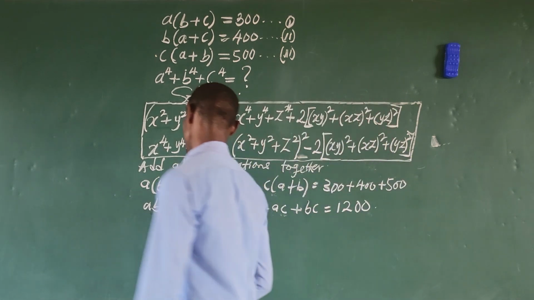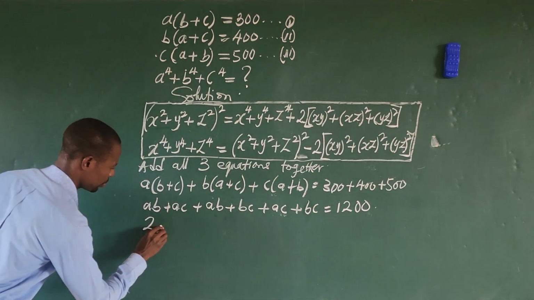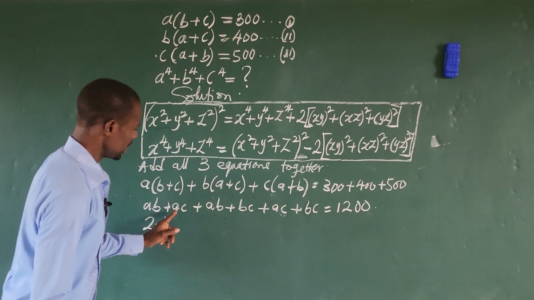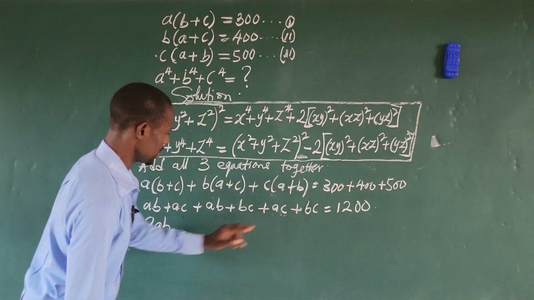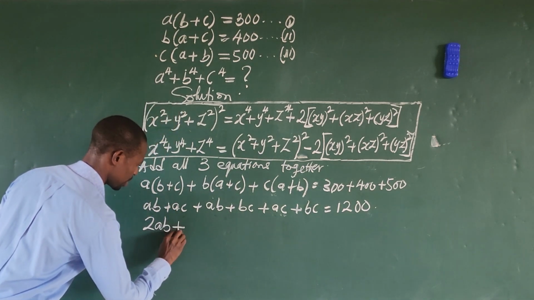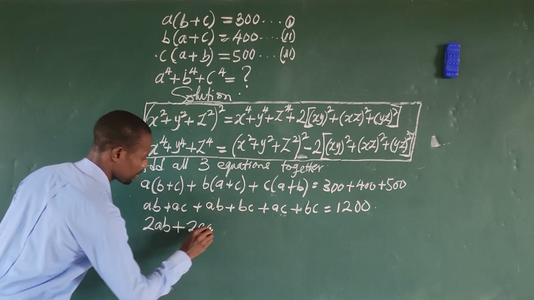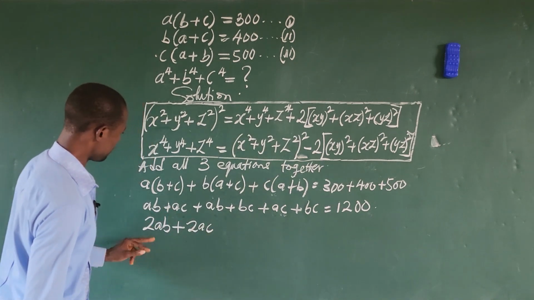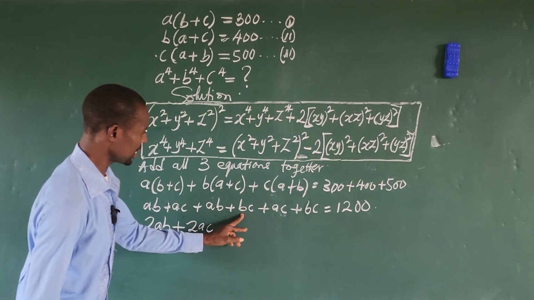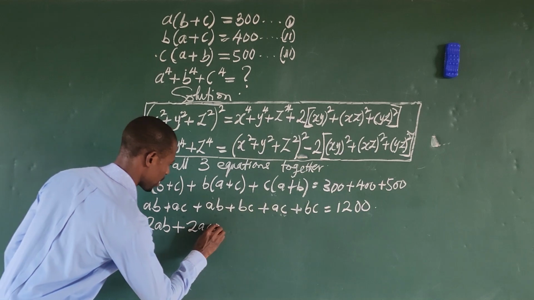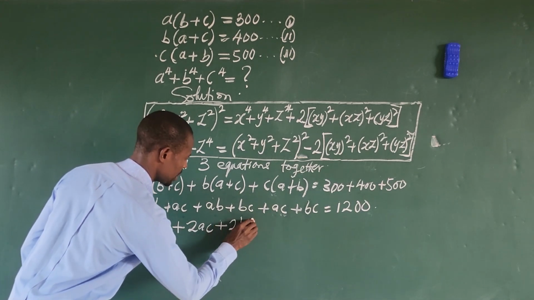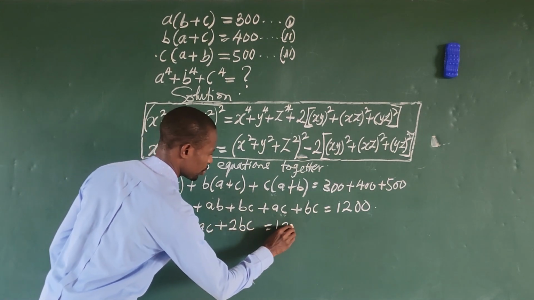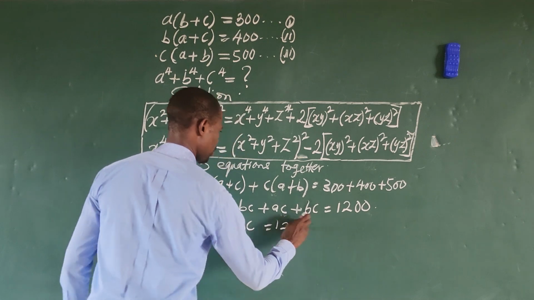Now to the left-hand side of our equation, we discover that we're having AB here, we're having AB here. So this gives us 2AB. We're having AC here, we're having AC here, so we also have plus 2AC. Then we are having BC here, we are having BC here, so we have plus 2BC equal to 1,200, right?